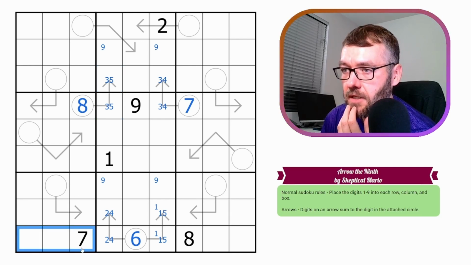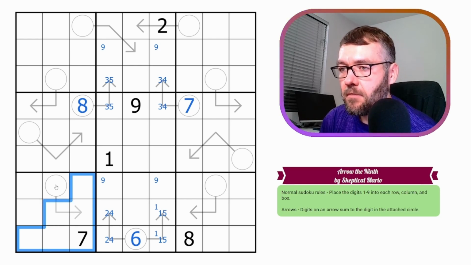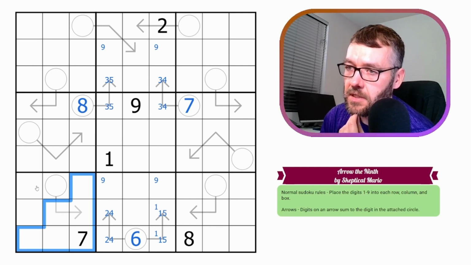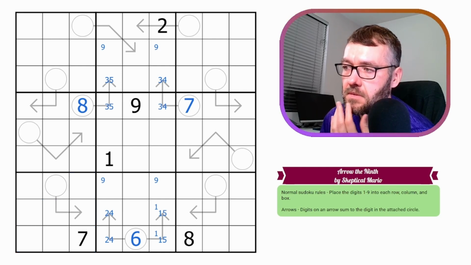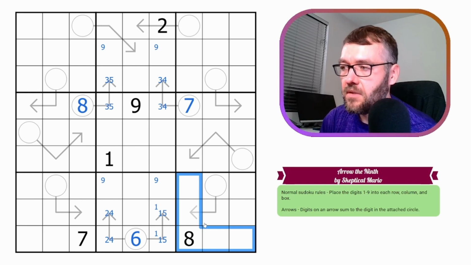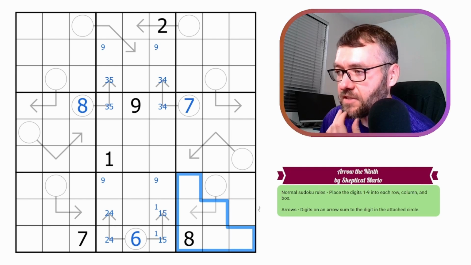See, the 8 can't go here or here. It also can't go here because this circle can't be a 9, so the 8 can't go on this arrow. So it means the 8 has to go in one of these 3 cells. I think the same thing with the 7 over here. This can't be 7, or this can't be 8 or 9 in this circle, so we can't have a 7 on this arrow. So yeah, 7 is very similar to the 8 over here.